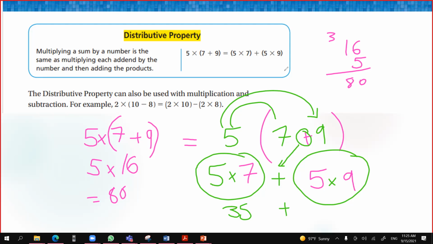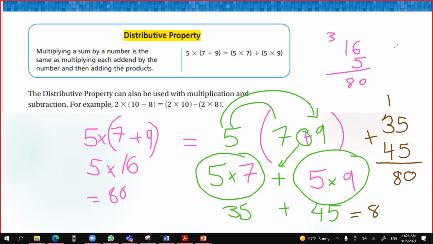45. And now when you add them, 35 plus 45: 5 plus 5, 10. 3 plus 4, 7 plus 1, 8. So the answer now is what? 80.